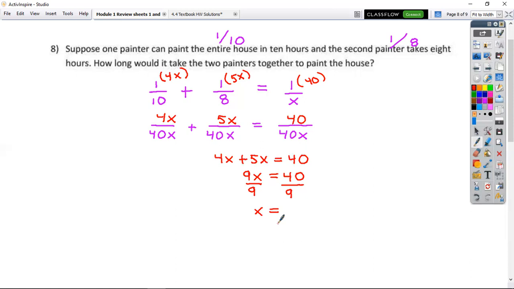What did you guys get? 4.4, thank you. So this is 4.4, was it hours? Yes. So 4.4 hours if they work together. Essentially, it should speed up your process a little bit. Okay. I'm hoping after going through those that everyone feels good and confident.